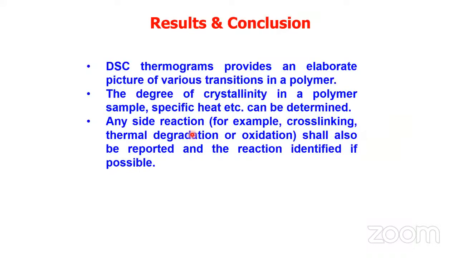The results and conclusion for DSC analysis are that DSC thermograms provide an elaborate picture of various transitions in a polymer, as I have already mentioned, the degree of crystallinity in a polymer, and the specific heat can also be determined using this kind of testing. Any side reaction, for example cross-linking, thermal degradation or oxidation, can also be reported and the reaction identified if possible.